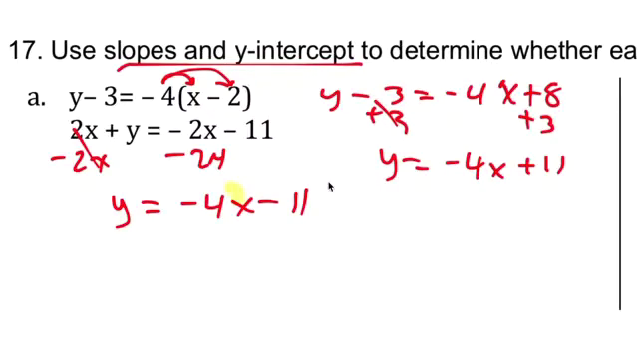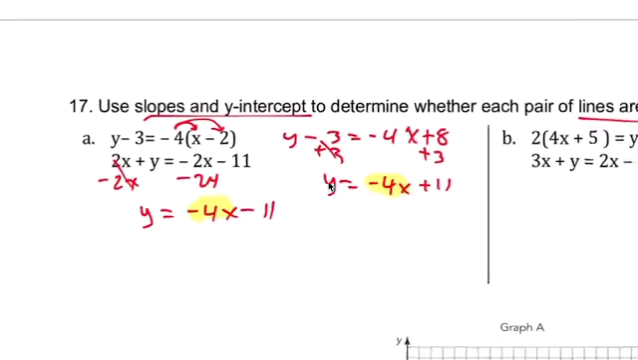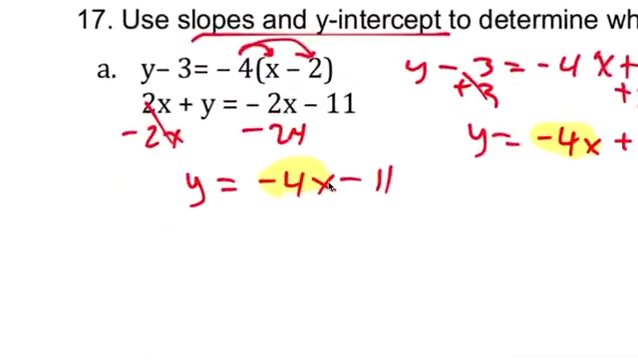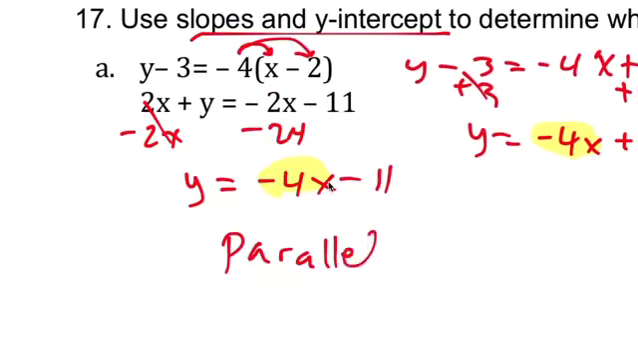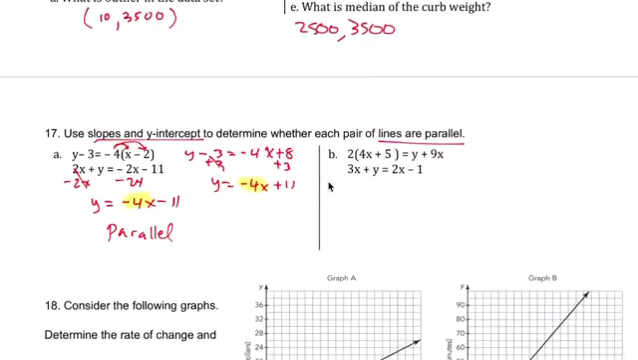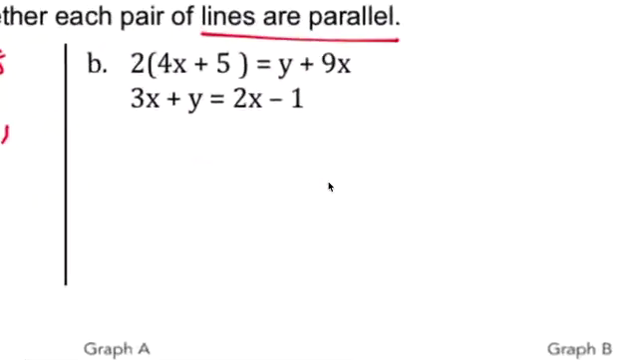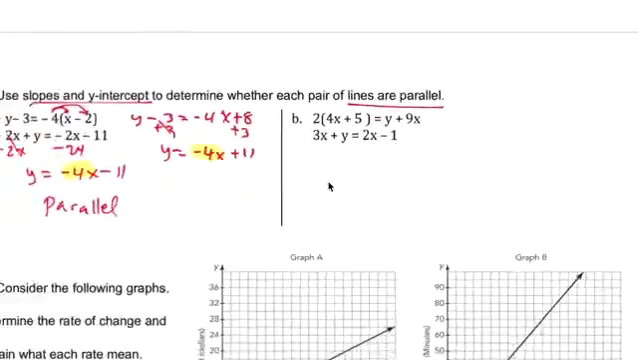Slopes are the same. Y-intercept is different, so these lines are parallel. Yep, you solve for y and see if they're parallel or not.